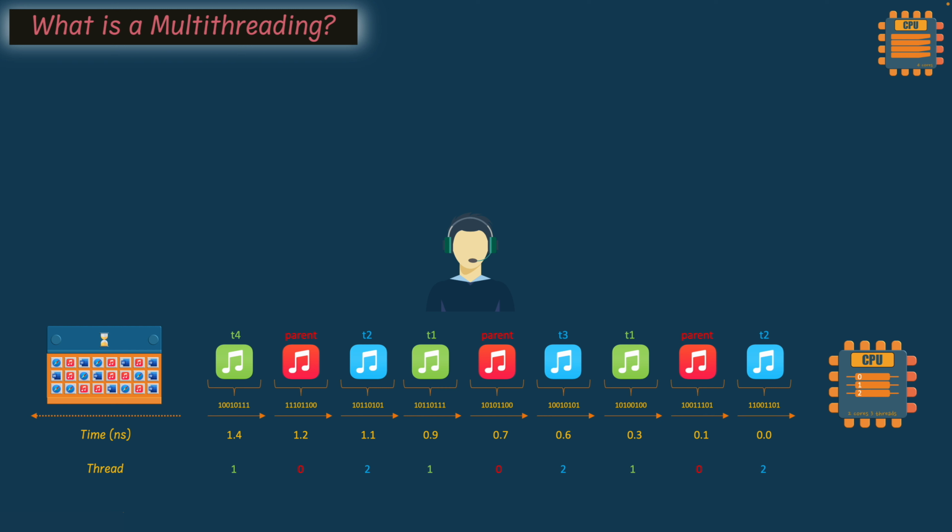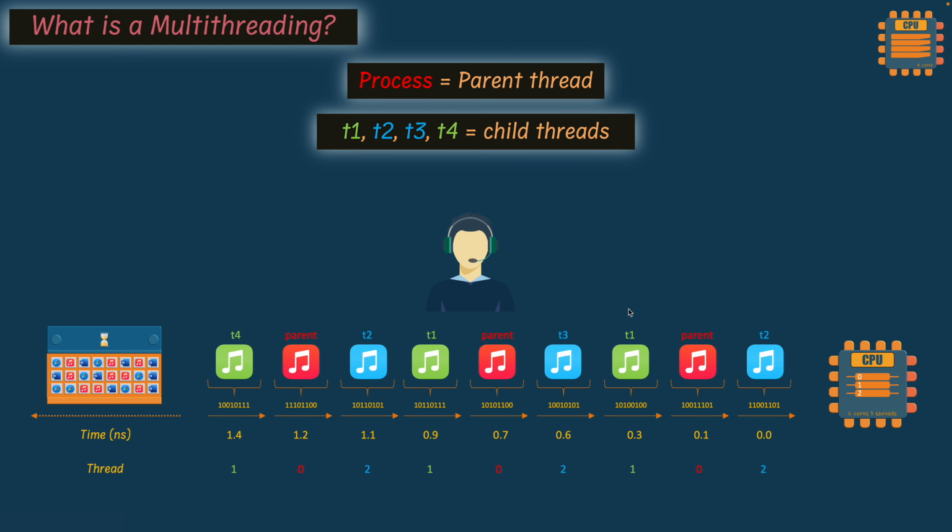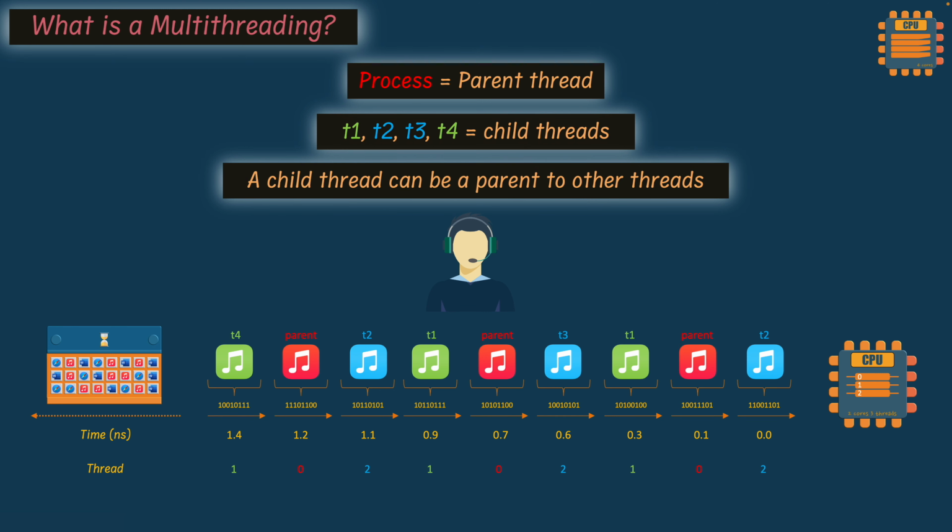This image looks very similar to what we showed earlier in multiprocessing. However, here we are only concentrating on the Apple Music app as an example. The main process that runs the app is called the parent thread, while the independent tasks running in parallel are called child threads because they are simply originated from the parent thread. Note that a child thread can also be a parent to other threads.